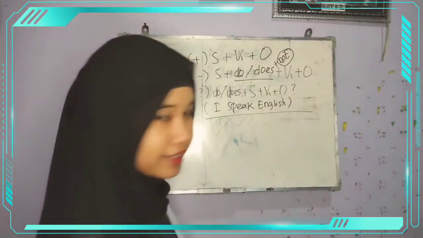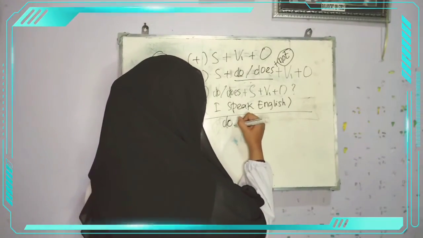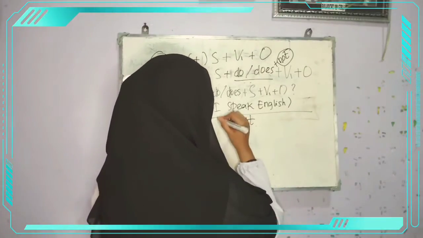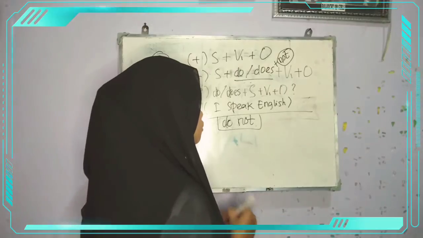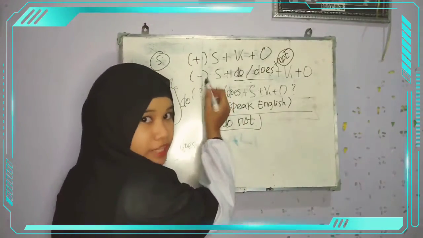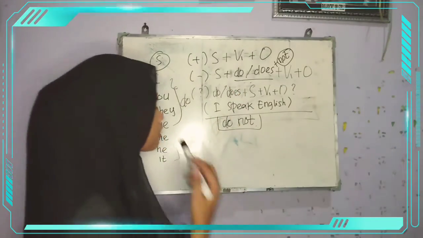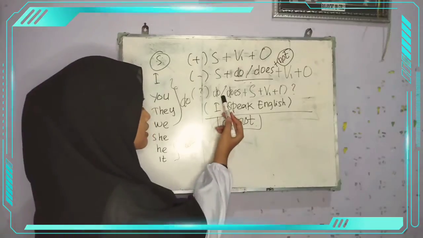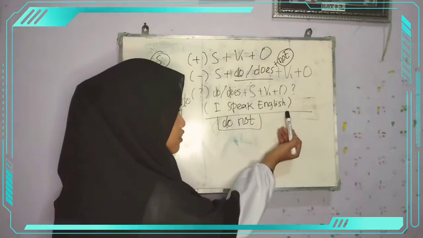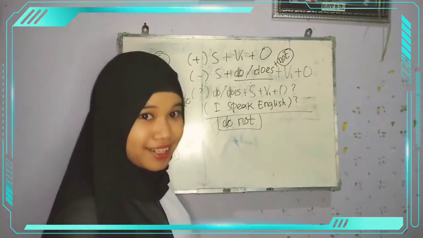Do you understand, guys? Do plus not: I do not speak English. This is for the negative pattern. And then what about the interrogative pattern? For the first, we use do. Do I speak English? Do you get it? Alright.